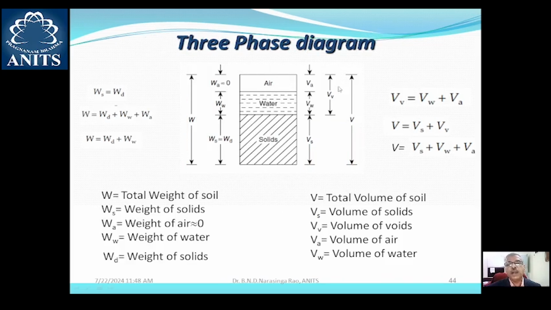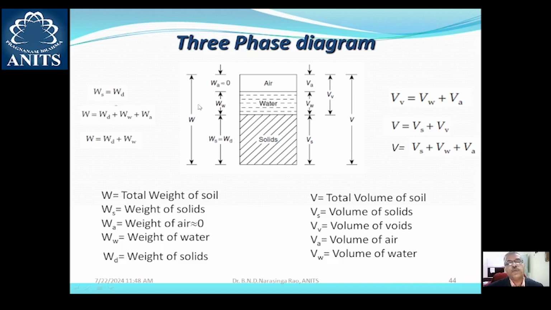So this is the schematic diagram which represents the three-phase diagram consisting of the solids, soil solids, water and air. You can see that on the right hand side of the three-phase diagram, the volumes are represented. A given volume of soil consists of volume of voids, which may be occupied by water, air or both, and the solid particles, therefore volume of solids. The volume of voids again consists of volume of air and volume of water. Similarly, on the left hand side of the three-phase diagram, the weights are represented.